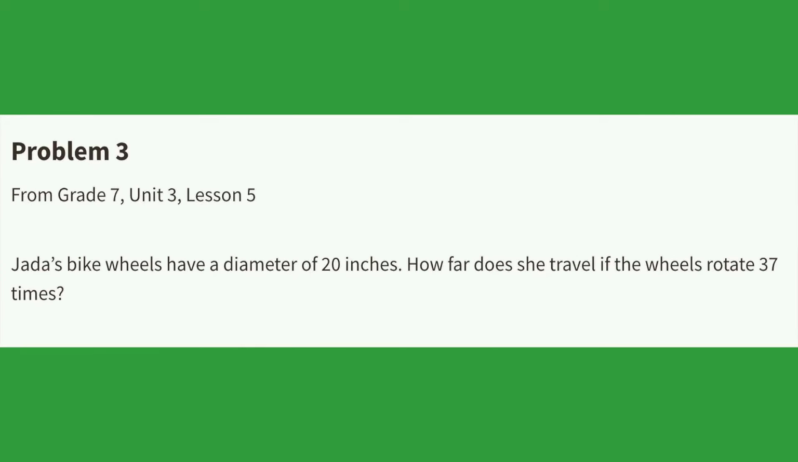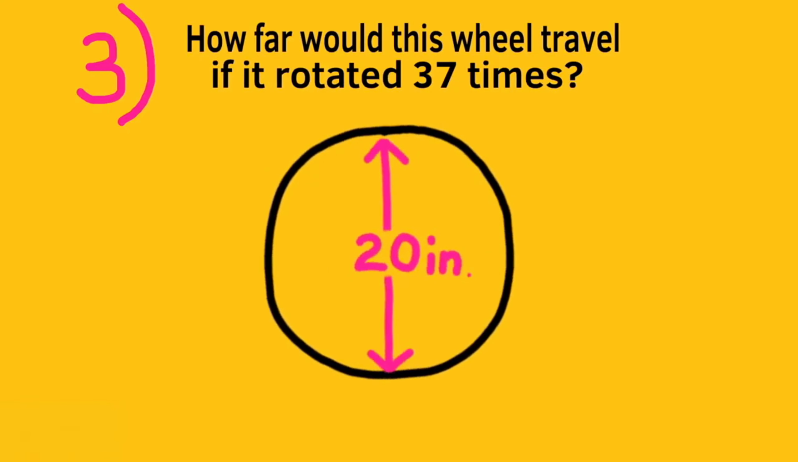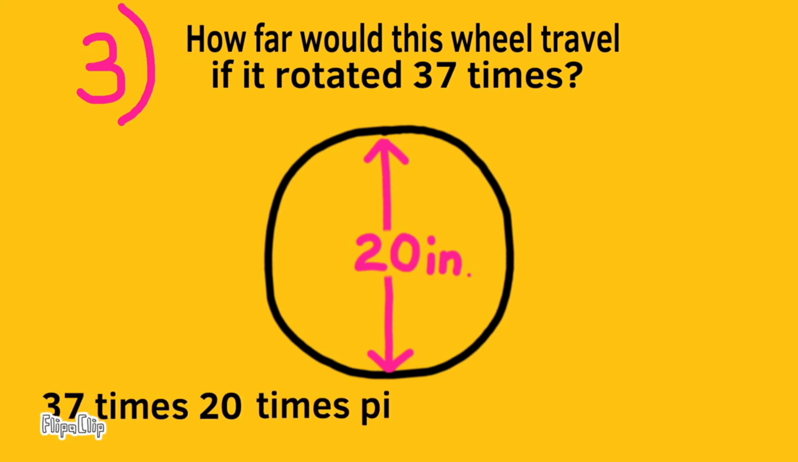Number 3. Jada's bike wheels have a diameter of 20 inches. How far does she travel if the wheels rotate 37 times? The diameter is 20 inches. How far would this wheel travel if it rotated 37 times? 37 times 20 times pi. That's about 2,325 inches.